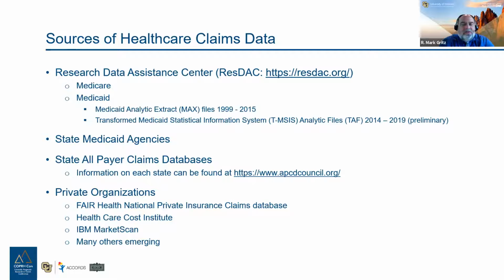So, sources of healthcare claims data. As I mentioned, some private organizations have started up to provide more access to claims data. Historically, one of the best sources of healthcare claims data, as well as other data on federal government funded programs, with the federal government as the payer, is the Research Data Assistance Center at the University of Minnesota. And it has data for both Medicare and Medicaid.